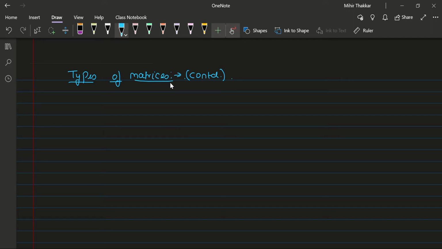Hello guys, let us continue with the types of matrices from our last lecture. We had seen in the previous lecture the row matrix, column matrix, square matrix and the rectangular matrix. These were the four types of matrices we covered in our last lecture. Now the next type of matrix that we have is a diagonal matrix.